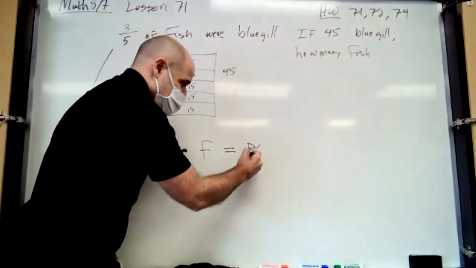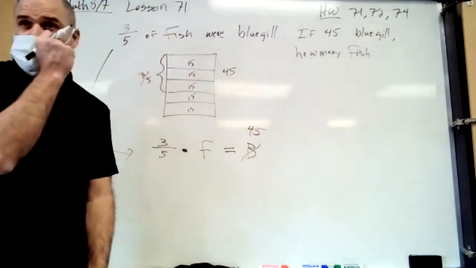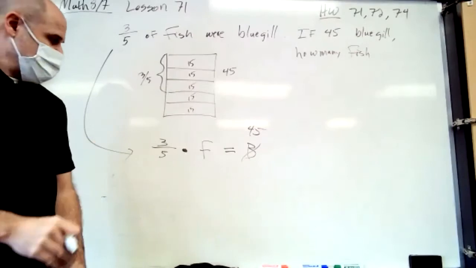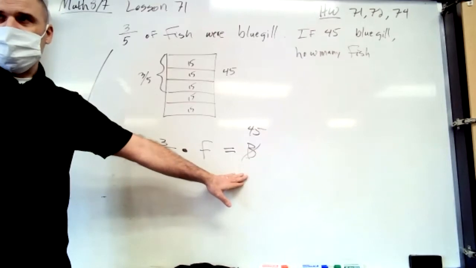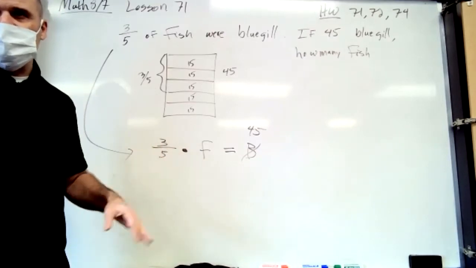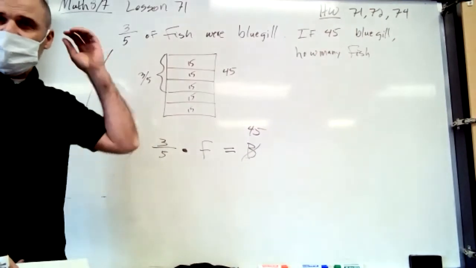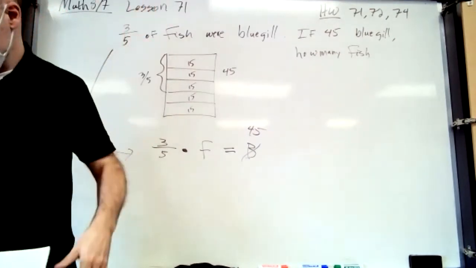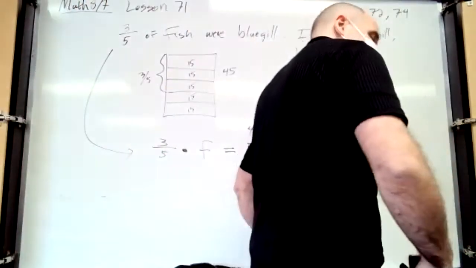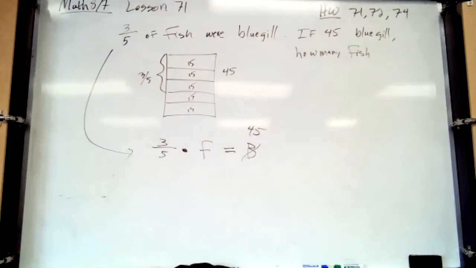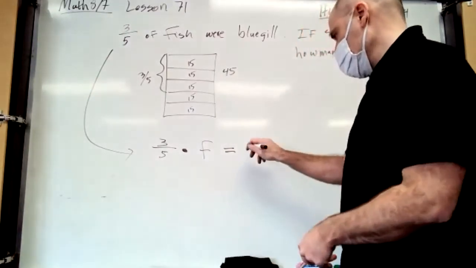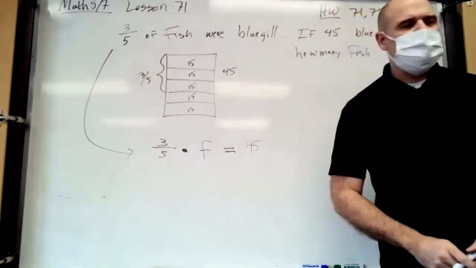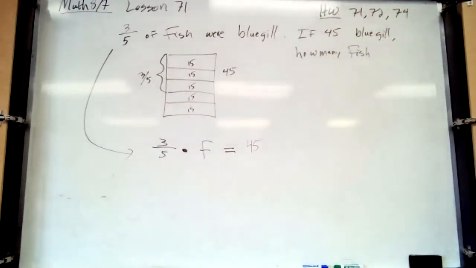So now guess what I can do? I can cross that out and put a 45 there instead. Everybody okay with that? All right, so now I've got a fraction times an unknown equals this answer. How do I figure out the missing factor? Yes, Adeline. You divide. So I'm going to do this algebraically, and this is how I want you guys to start doing these problems. So here's my equation. I'm going to rewrite it with a nice clean 45 there. So this is 3/5 times F equals 45.